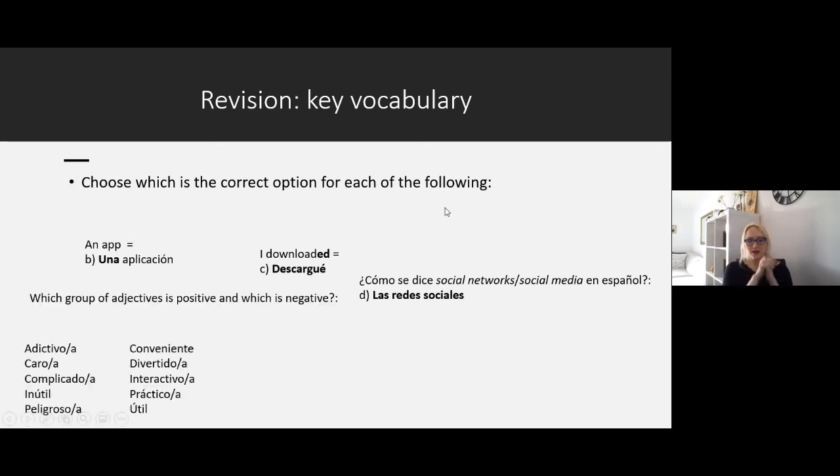Couple more. What about this one? So you've got 2 groups of adjectives here. Which group of adjectives is positive and which is negative? So what you can do in the chat is you can maybe put left and right. So is left the positive one or is left the negative one? So we have adictivo, caro, complicado, inútil, peligroso on the left. And we have conveniente, divertido, interactivo, práctico, útil on the right. So which group are positive adjectives, positive descriptions, which are negative descriptions?